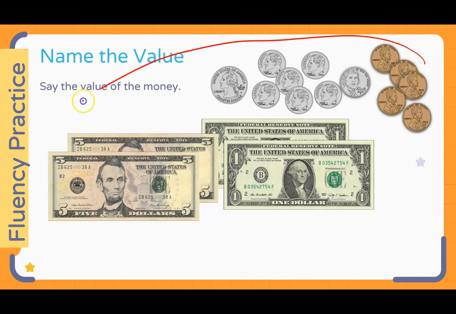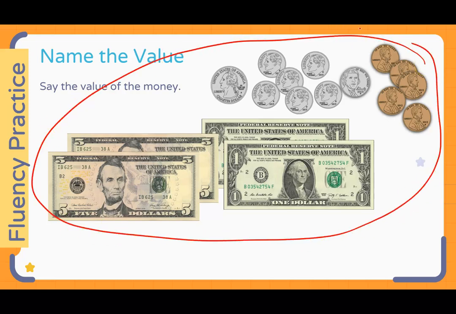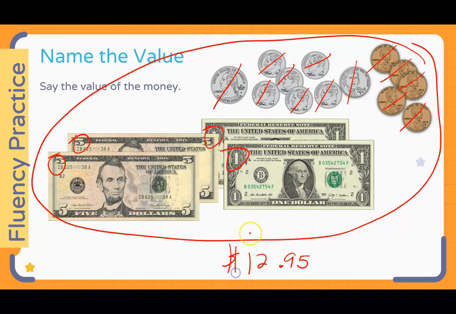Now in your journal, write the total of this. Pause it, come back and check it. Here we go. It's just like we did before. 25, 35, 45, 55, 65, 75, 85, 90, 91, 92, 93, 94, 95, 5, 10, 11, 12. $12.95.